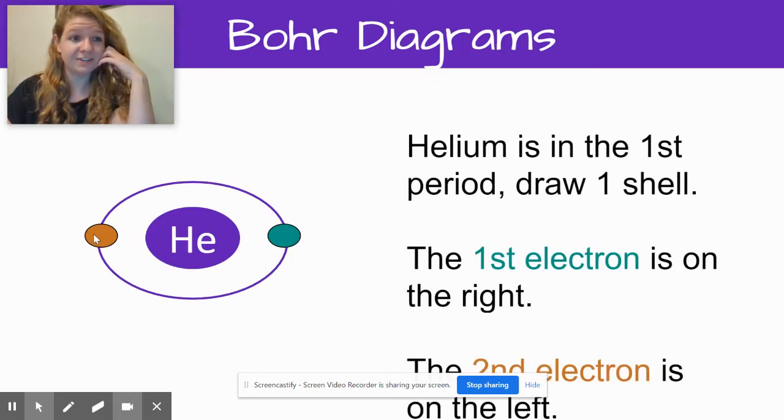Now let's move on to helium. Helium is also in the first period, so we're going to draw 1 shell around our nucleus with helium in there.